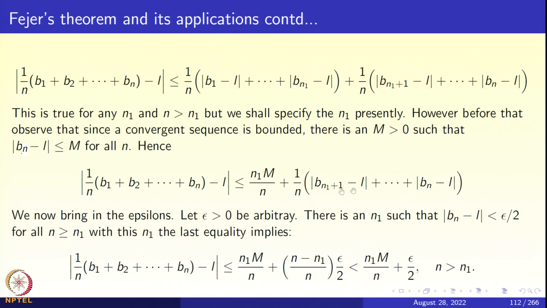How many are there? n minus n1 by n, that many epsilon by 2. But (n minus n1) upon n is anyway less than 1, so I just replace it by epsilon by 2. And we are left with the first few terms where the deviation was probably large, but never mind, there's an n in the denominator. And this capital M is a constant, and I can arrange this n to be so large that n1 M upon n is also less than epsilon by 2. And all in all, I'll get epsilon.